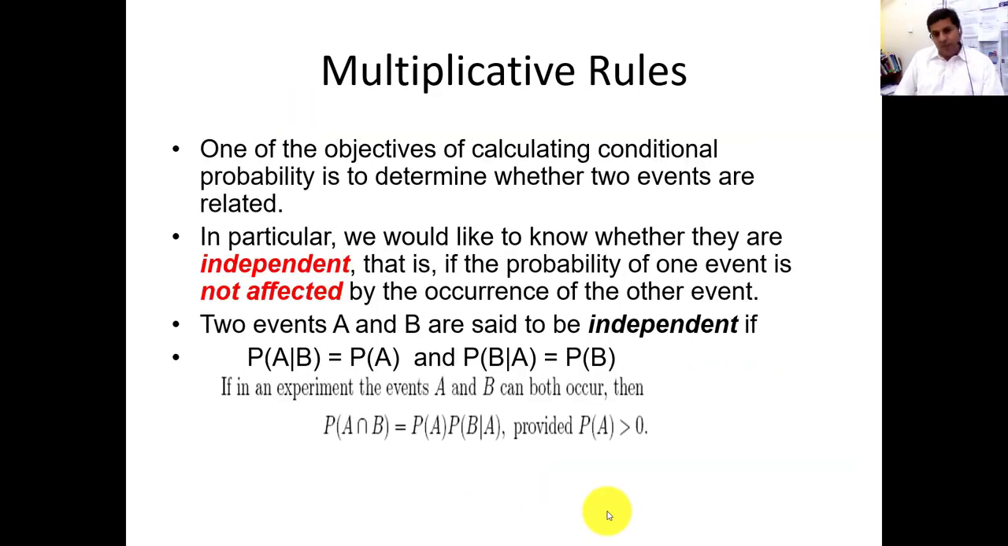So the multiplicative rule, we have already studied the multiplicative rule. If A and B are independent, then we will write the probability of A intersection B will be equal to probability of A into probability of B. In conditional probability, one of the objectives of calculating conditional probability is to determine whether two events are related. In particular, we would like to know whether they are dependent or independent.